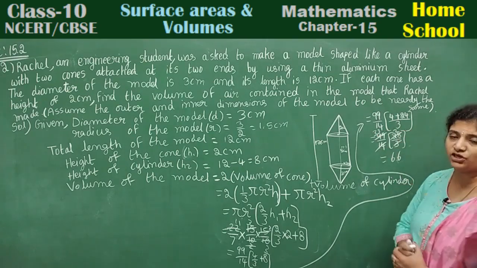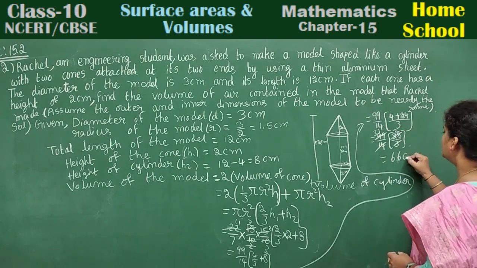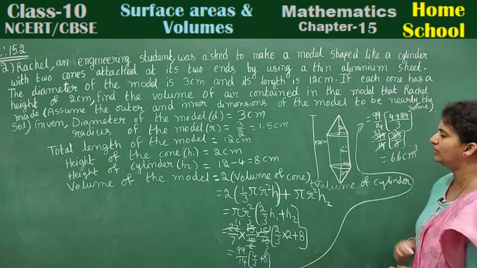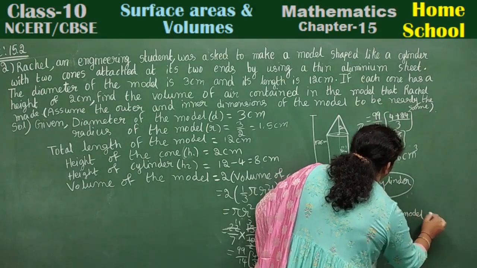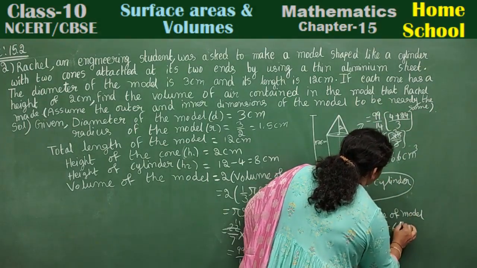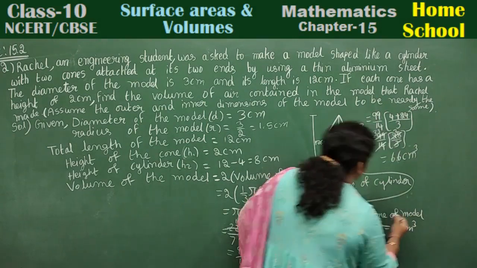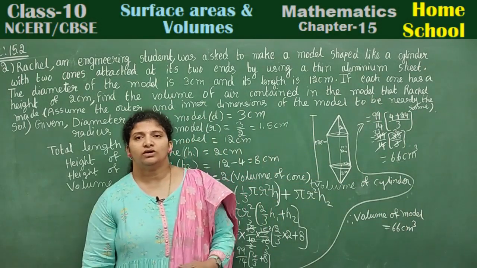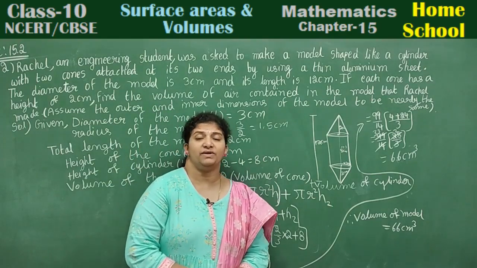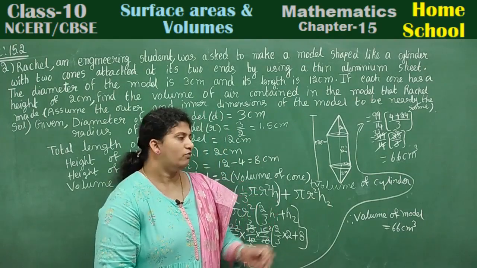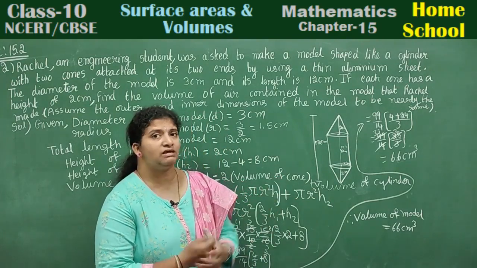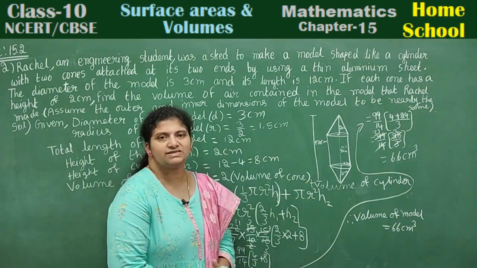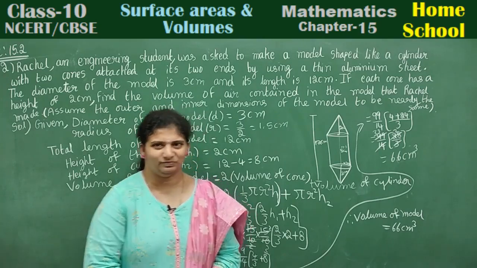Volume, always cubic units, that is 66 centimeter cube. Therefore, volume of the model is equal to 66 cubic centimeters. What is the volume of air present in the model? Volume of the model, you can write, or volume of air present in the model is equal to 66 centimeter cube.